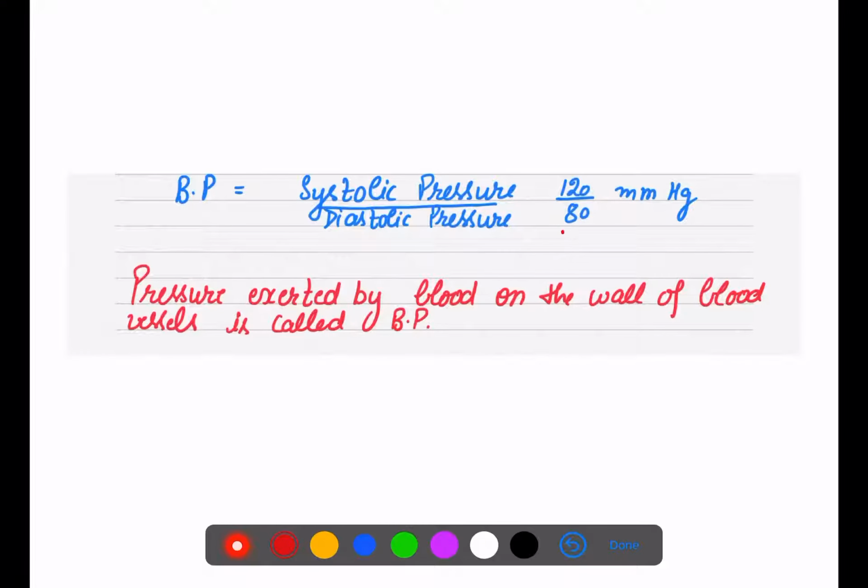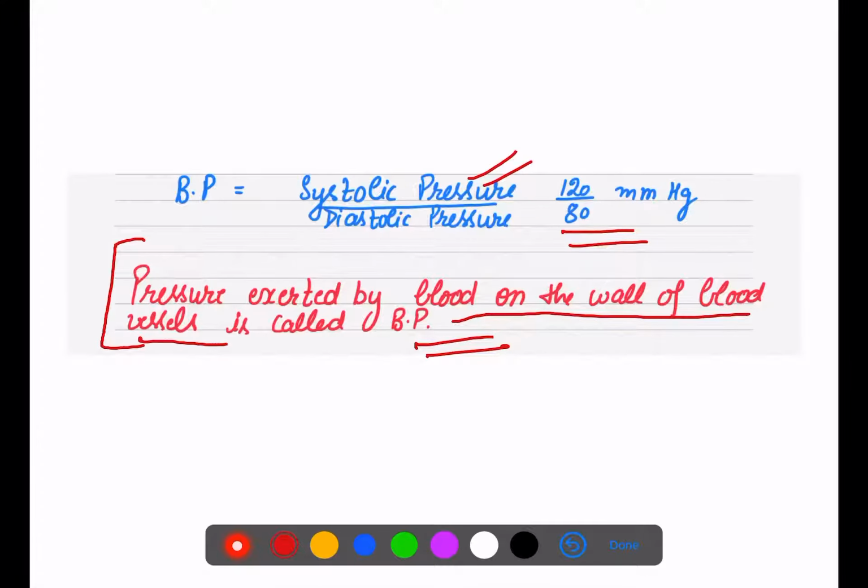Now, this is the systolic and diastolic pressure. If you have to write the definition, you can write that this is the pressure exerted by blood on the walls of blood vessels. What are those blood vessels? Your arteries, and we have discussed veins and capillaries. So this is the pressure put by blood on the blood vessels. That is called your blood pressure.